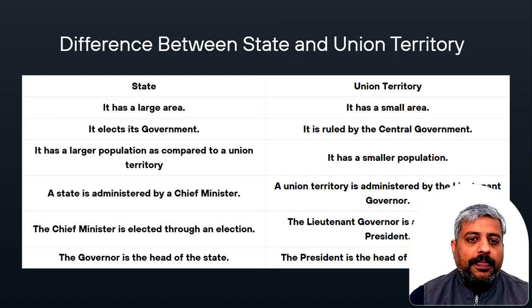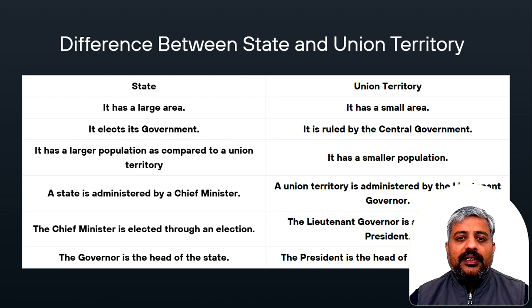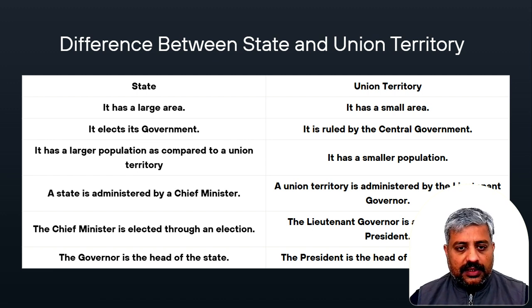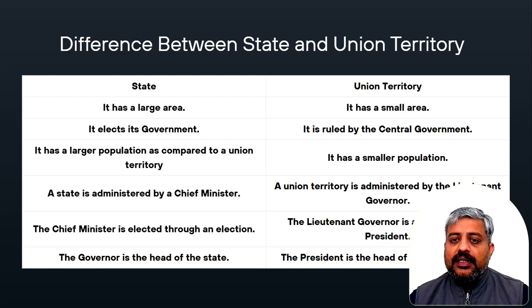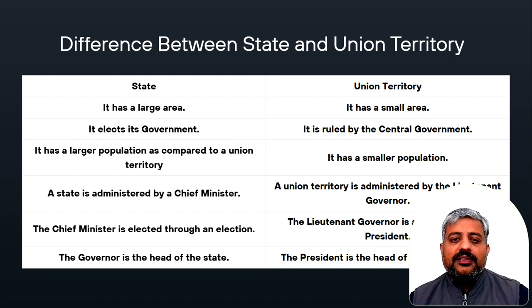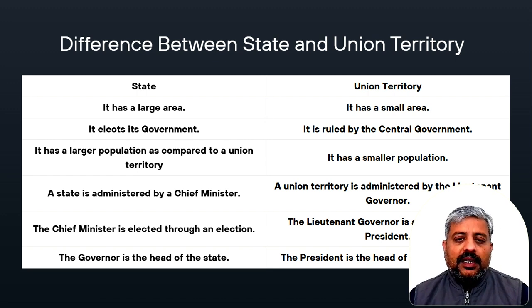So, moving ahead, now we'll talk about the difference between the state and the union territory. A state is a large area and it elects its government. A union territory is a small area, and it is ruled by the central government or the union government. A state has a larger population as compared to the union territory. Of course, it is a bigger area, so it will have a big population also. And the union territory has a smaller population.